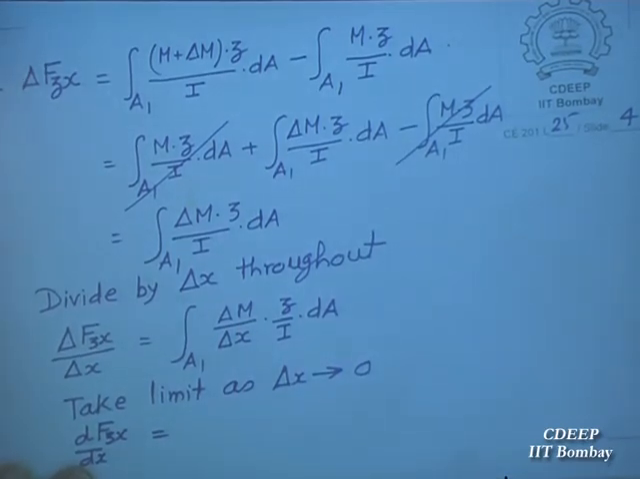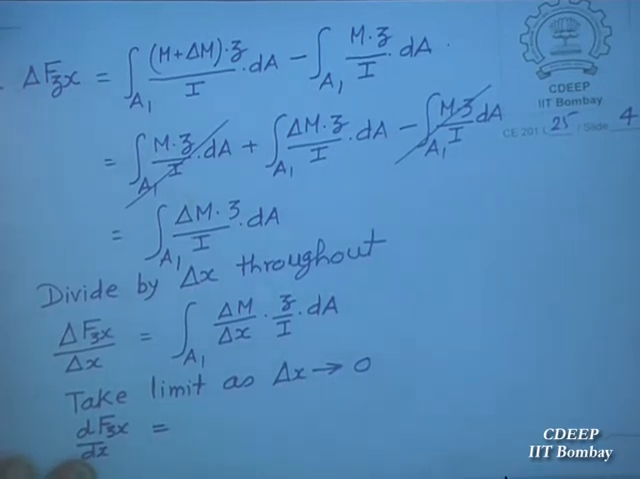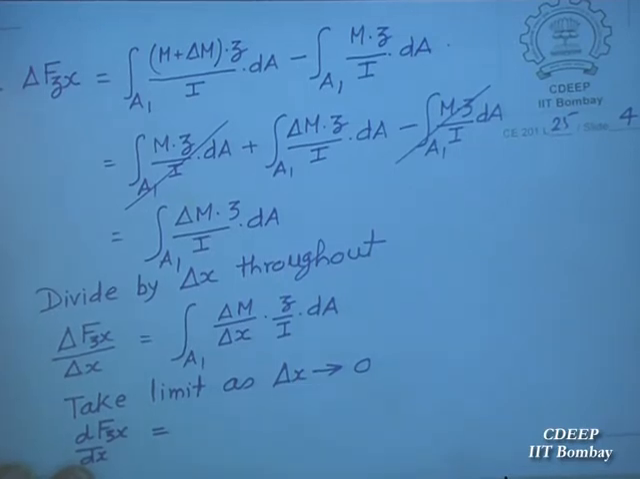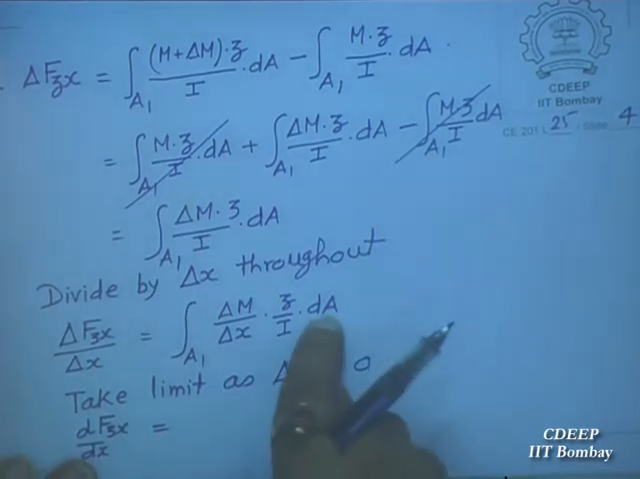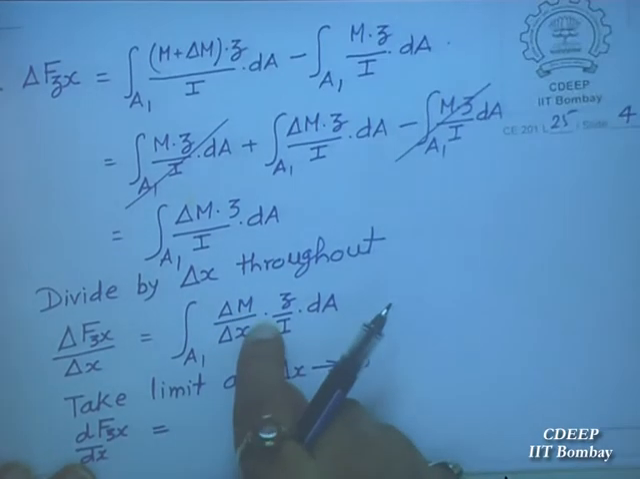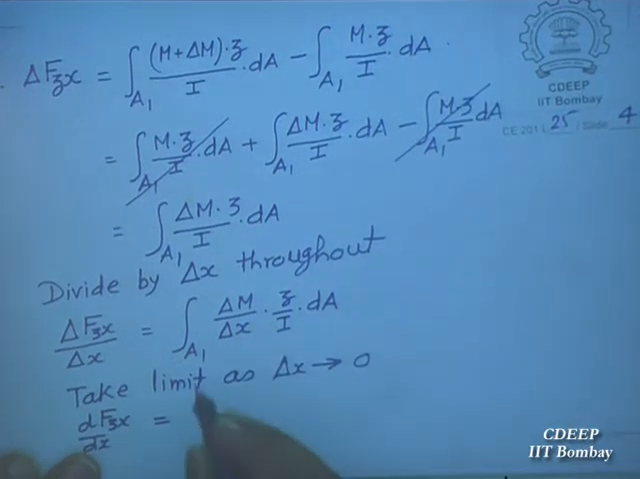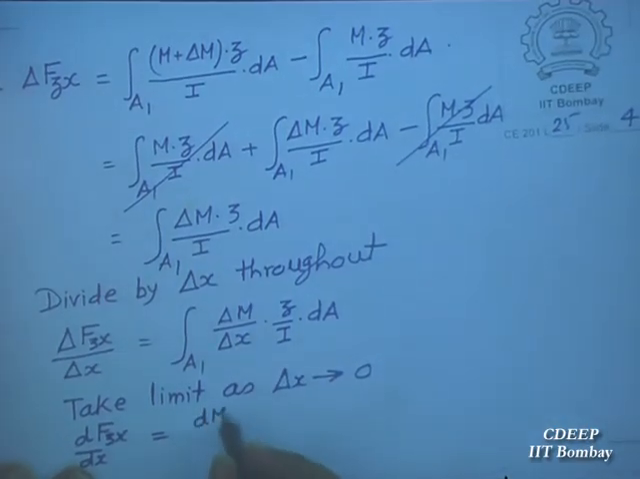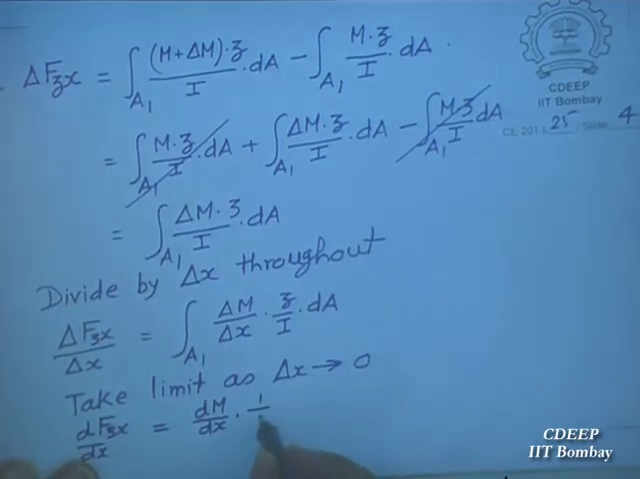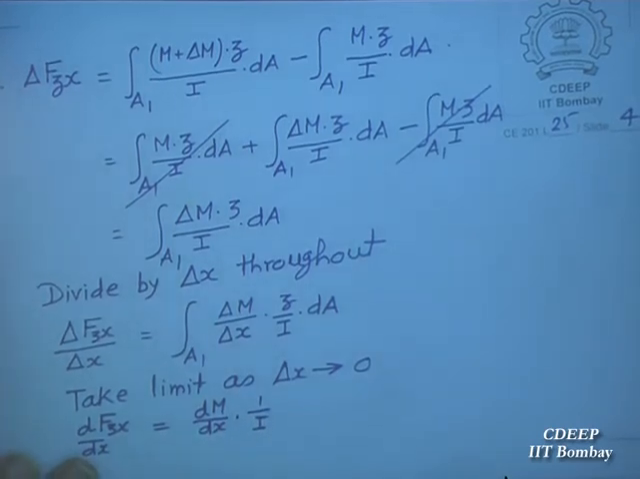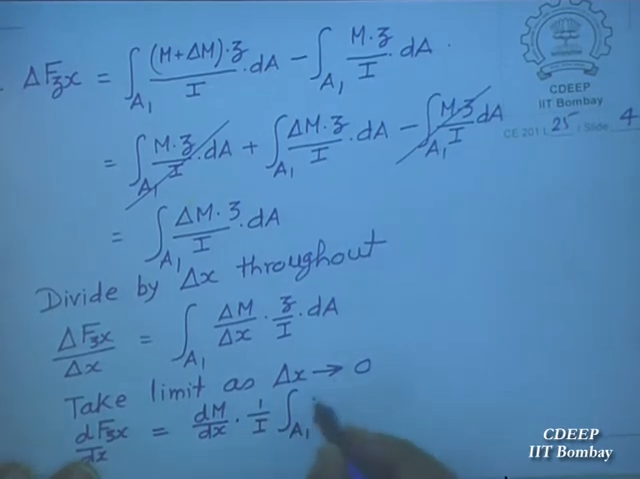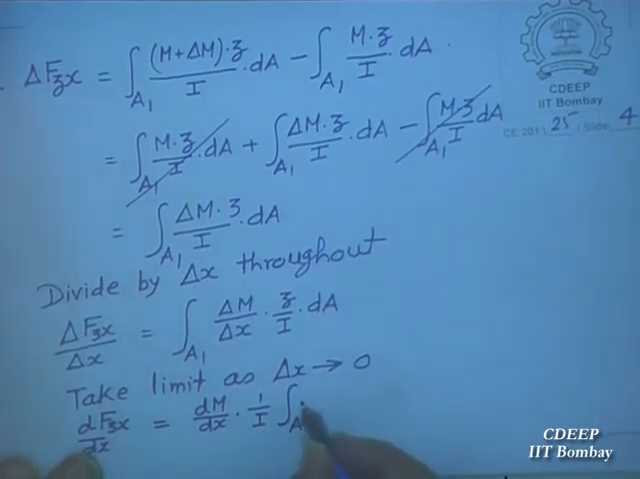Dm by dx can be taken outside the integral sign, because dA consists of the area of cross section. So dm by dx is not a function of z, and I also can be taken outside the integral sign. What will remain inside the integral is only ZdA.